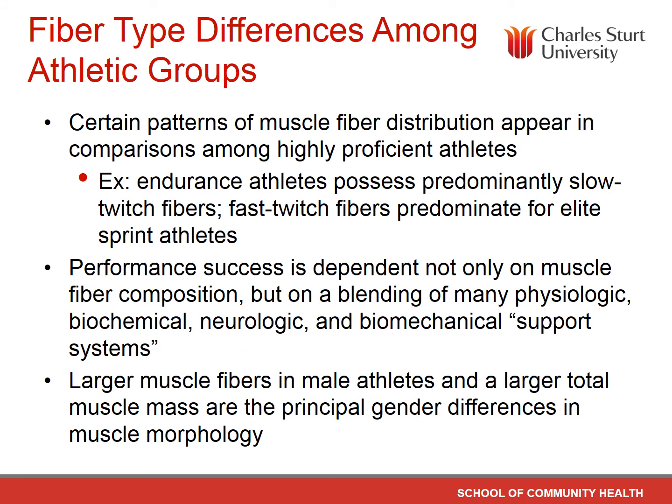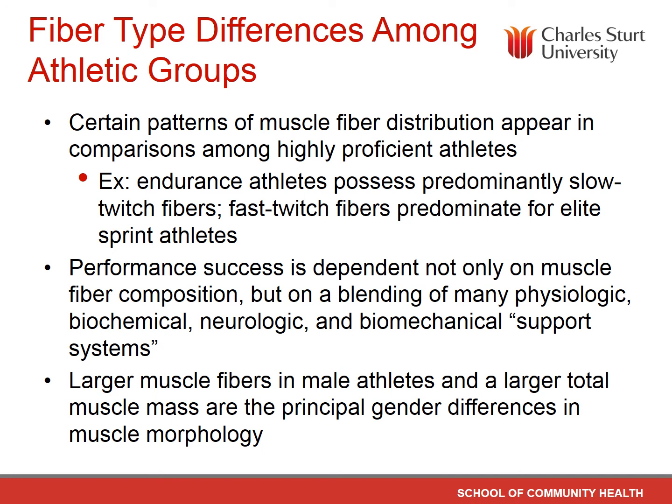Now, in athletic groups, that's where we can start to see clusters of different muscle fiber types. So certain patterns of muscle fiber distribution appear in comparison among highly proficient athletes. So, for example, endurance athletes usually possess predominantly slow twitch fibers, whereas fast twitch fibers predominate for elite sprint athletes.